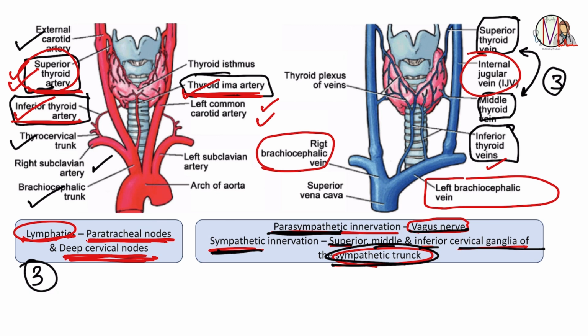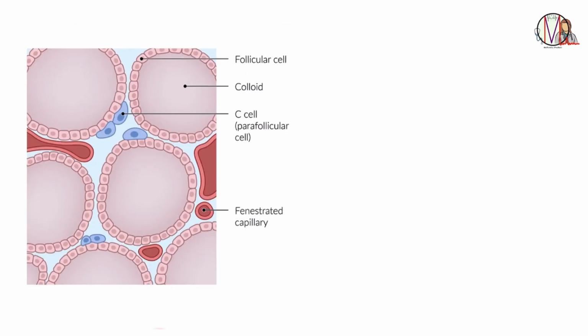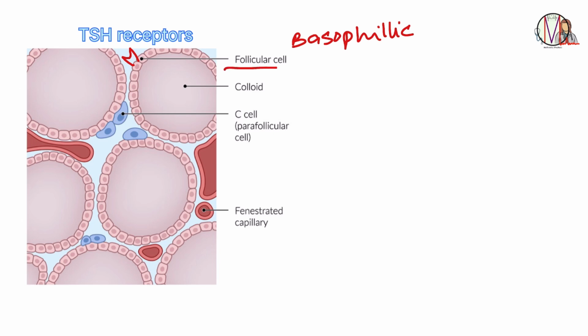Okay, let's get back to the thyroid cells. First, the follicular cells. They are basophilic cuboidal epithelial cells arranged in spherical follicles surrounding the colloid. They have TSH receptors on their surface. They synthesize, secrete, and store thyroglobulin, which is basically a protein made in the thyroid gland that is the precursor to thyroid hormones.